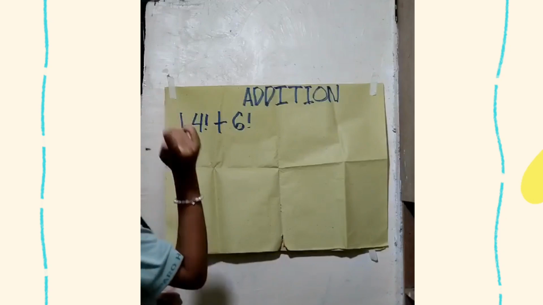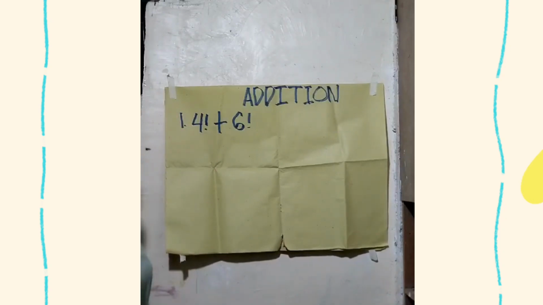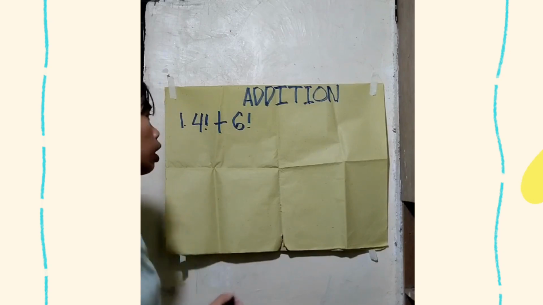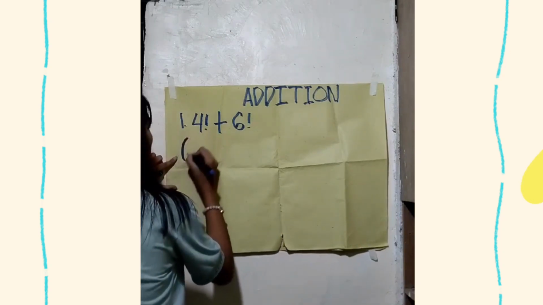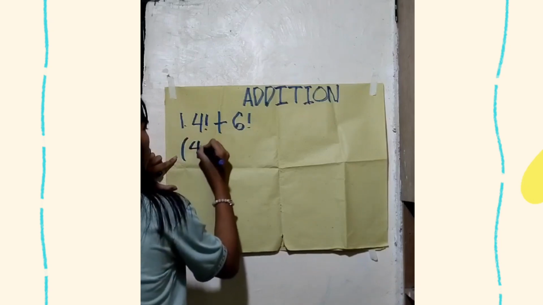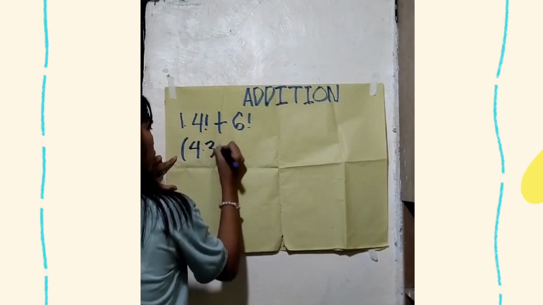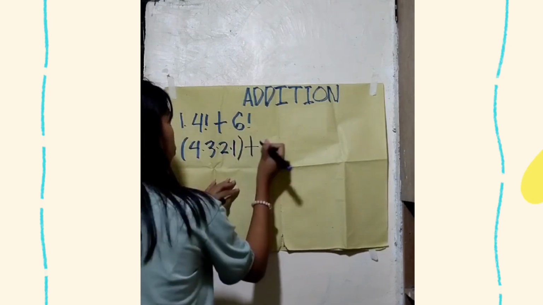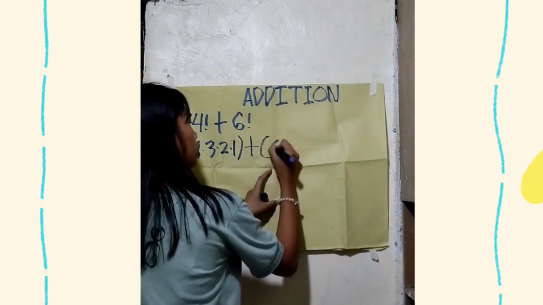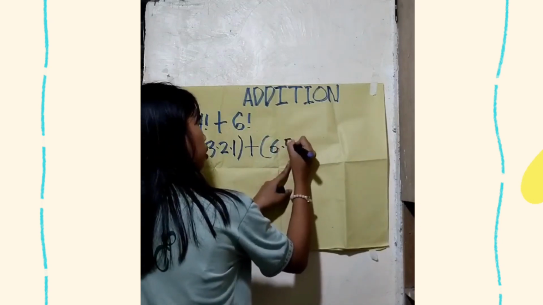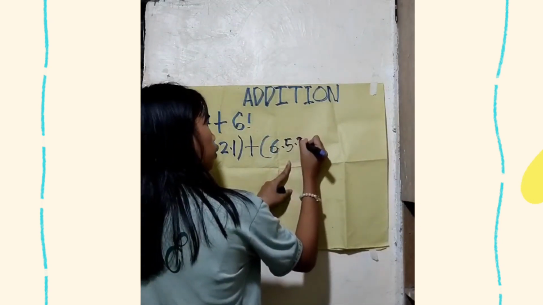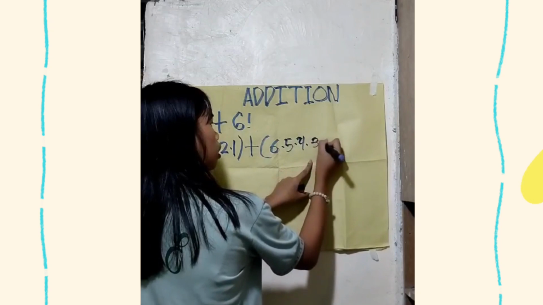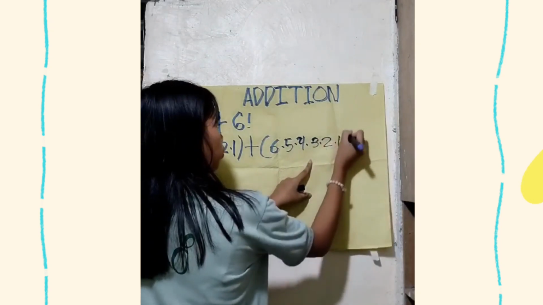Example number 1. 4 factorial plus 6 factorial. Kailangan muna natin na i-expand ang 4 factorial plus ang 6 factorial. 4 times 3 times 2 times 1 plus 6 times 5 times 4 times 3 times 2 times 1.